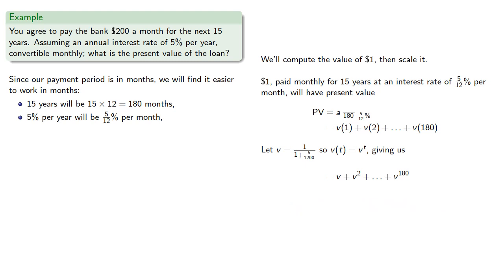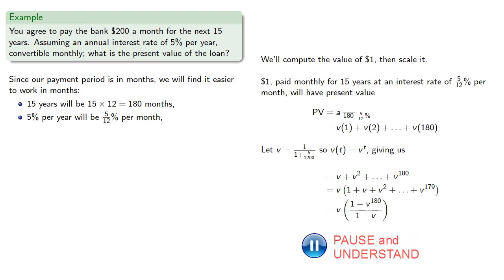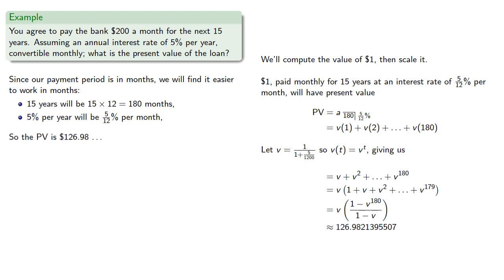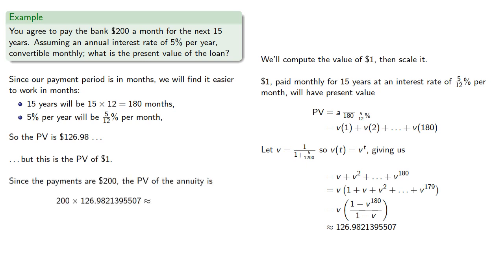We'll factor out a v, and then apply our geometric series summation formula. Again, a useful check is the power on v is the same as the term. So the present value, 126.98. But remember, this is the present value of $1. Since the payments are $200, the present value of this annuity should be 200 times the unrounded value, which we can then round now that we're done with the problem.